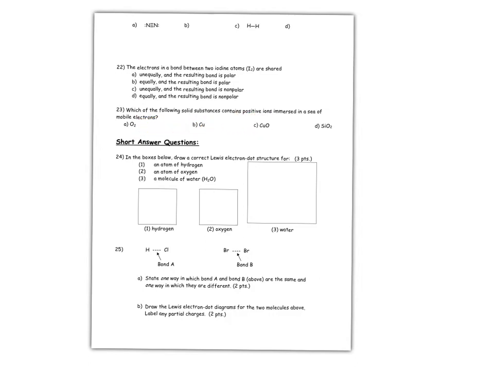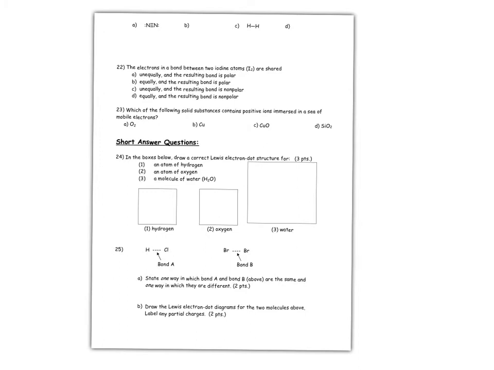So here's some short answer questions that you might see on the test. In the box below, draw a correct Lewis dot structure for an atom of hydrogen, an atom of oxygen, and a molecule of water. You should be able to do that easily. Remember, you got this in Mr. Despay's class. You also had this in my class, so it should be pretty easy.